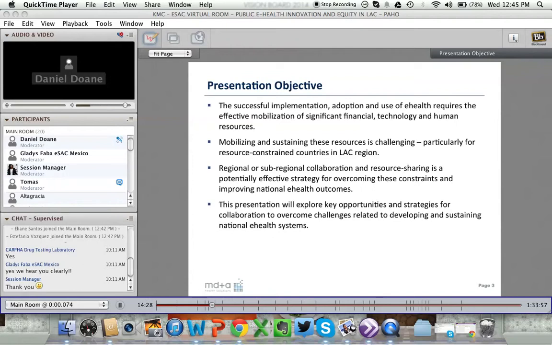So as countries in the LAC region begin to improve and deliver on eHealth, I think it's very important that these components are in place. And of course, getting these resources, and more particularly sustaining these resources, can be very, very challenging. To address some of these challenges, particularly in resource-constrained countries, I think that regional or sub-regional collaboration and resource sharing is going to be a very effective strategy. What I'd like to focus on today is looking at where we sit in some of these particular areas, and then talk about what some of those opportunities for collaboration or resource sharing might be.